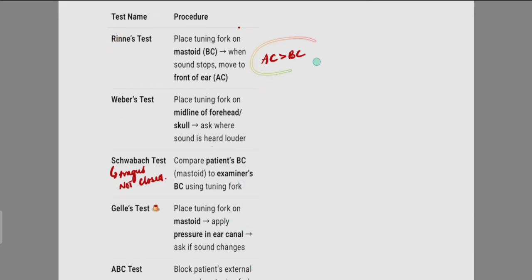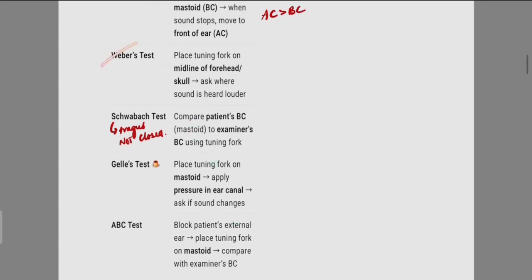Okay, moving on, you have Rinne's test. In Rinne's test, normally air conduction is more than bone conduction. And how do we see? You place the tuning fork on the mastoid, that tells you bone conduction, and then you put it in front of the ear, that tells you air conduction. And we know normally air conduction is more than bone conduction. It's in alphabetical order as well, just in case we forget.